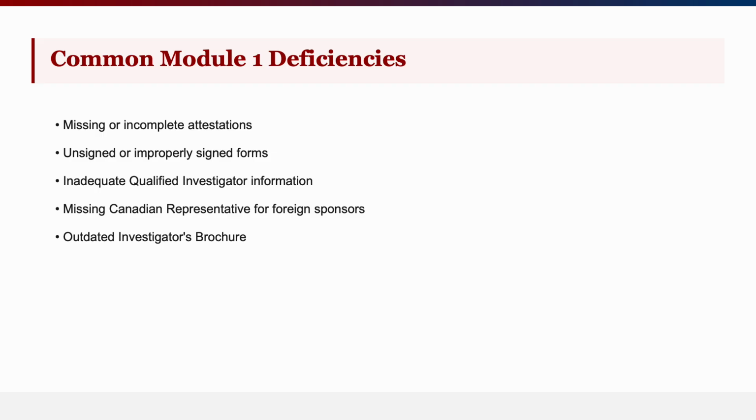Let me discuss common deficiencies in Module 1 submissions that can lead to screening failure or not satisfactory letters. Missing or incomplete attestations are frequently cited. Health Canada requires specific attestations about GCP compliance, REB approval, informed consent, and other matters. If any required attestation is missing or doesn't address all required elements, the CTA may be rejected.